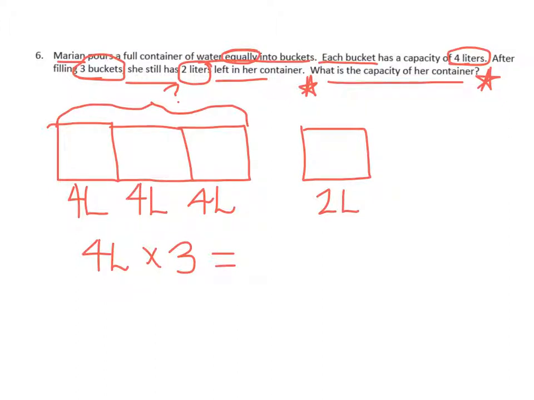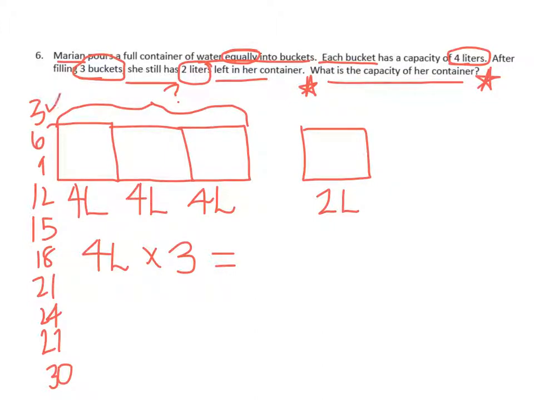So, if you're not sure what 4 times 3 is, you can write your 3's down, or you could even write your 4's down. So let's write our 3's. So 3, 6, 9, 12, 15, 18, 21, 24, 27. I'm counting up to 30. So I only need to pay attention to 4 of those. So here's 1, 2, 3, 4. So 4 liters times 3 equals 12 liters. So she has already poured 12 liters from her container into these other buckets.